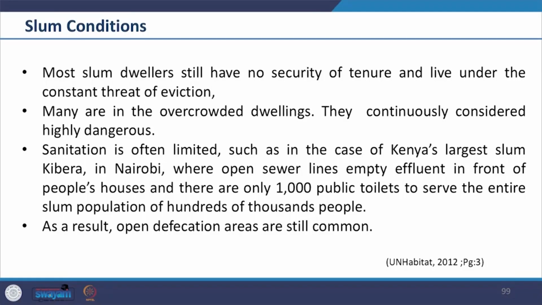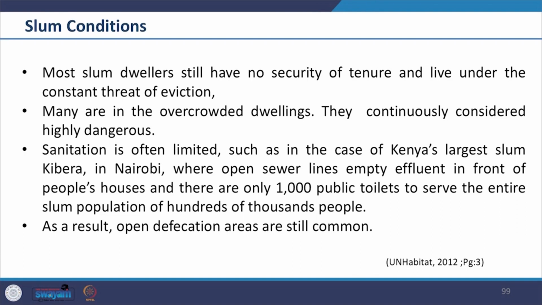The report indicates denial or deficiency or lack of things in slums. At the household level, we see there are deficiencies which continue to reflect the harsh living conditions of slum dwellers. For example, most slum dwellers still have no security of tenure and live under constant threat of eviction. Many are in overcrowded dwellings. They continuously consider the places where they live highly dangerous.